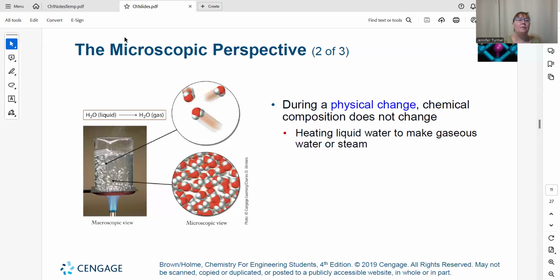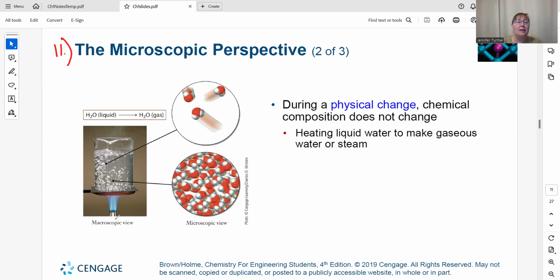Okay. Here we are on slide 11. And let's take a look at a couple of other things. Okay, so we had physical changes and chemical changes for macroscopic, and now what we're going to be doing is we're going to be looking at them for microscopics. So in the microscopic, let's take a look at what's actually happening. So during a physical change, the chemical composition does not change. So this is an example. This is the same type of thing we looked at before, where we said going from a gas to a liquid or a liquid to a gas.